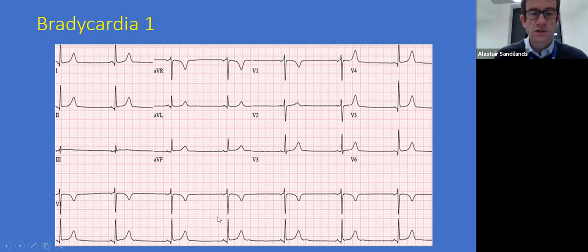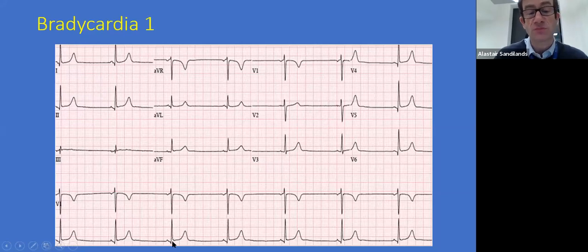So, do we have a bradycardia? They're all bradycardia. So 1, 2, 3, 4, 5, 6, 7. 6 7s are 42. So by definition, that's a bradycardia. Is the QRS broad or narrow? This is a narrow QRS.